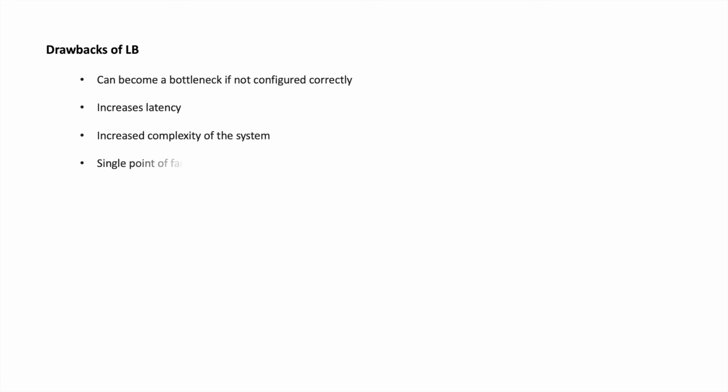A single load balancer is a single point of failure. Configuring multiple load balancers further increases complexity of the system. So these are some of the points you need to consider while deciding whether your application even needs a load balancer or not.